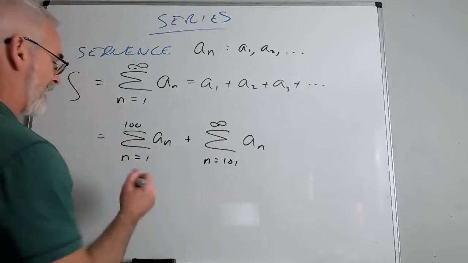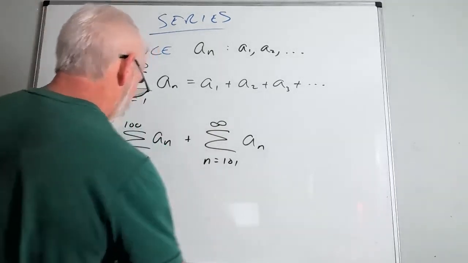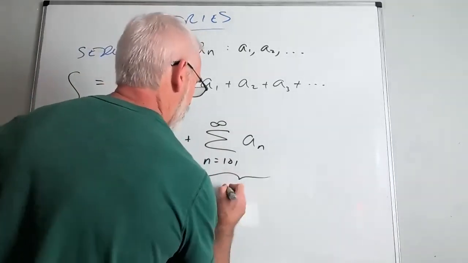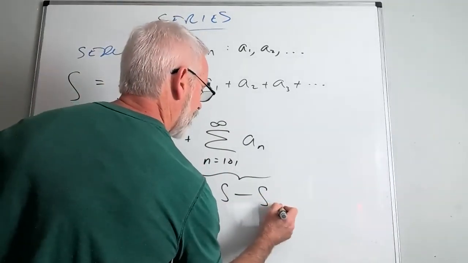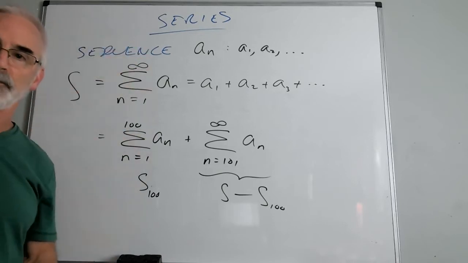So this term right here would be S100, and this would be S minus S100. There are reasons that you might want to do this, practical reasons that might help us in the long run. So this is a little bit of the algebra of limits.